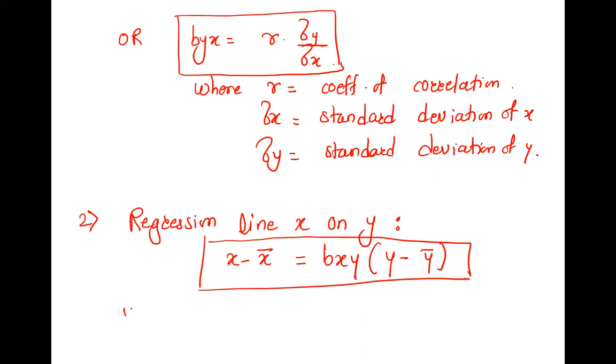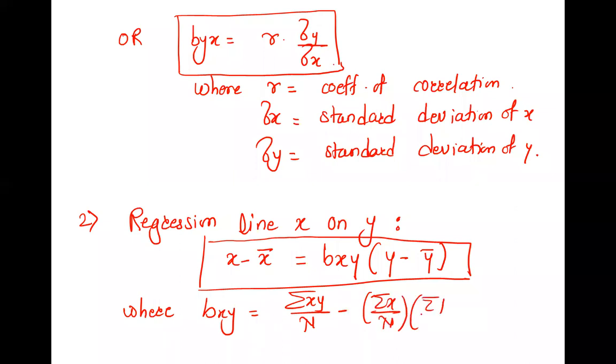Okay, now we know what x bar and y bar mean. Where bxy is defined as summation xy upon n minus summation x upon n into summation y upon n, upon summation y square by n minus summation y by n bracket square. Or bxy can also be defined as how?